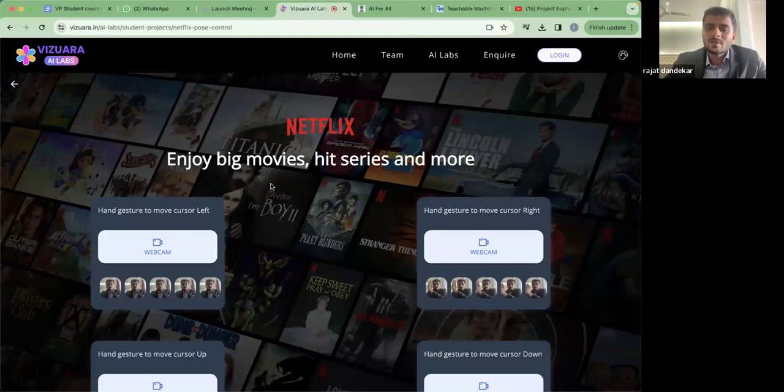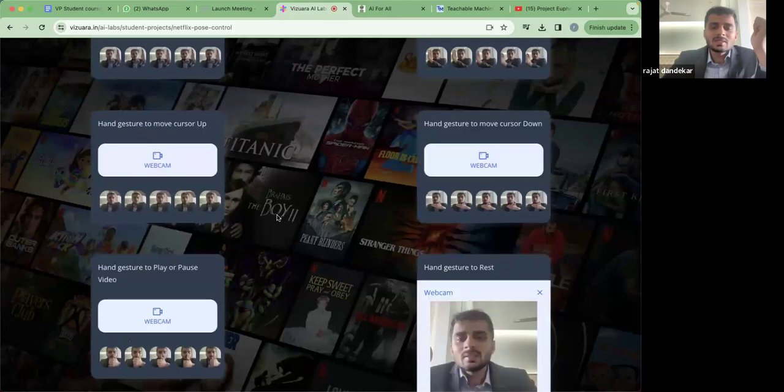I have simply uploaded the training data to help the model understand the different classes. So for example, if I take my hand up, I want the cursor to move left. If I take my hand to the right, I want the cursor to move right. So depending on the way my hand is positioned, the cursor is going to move. So let's see how this works.